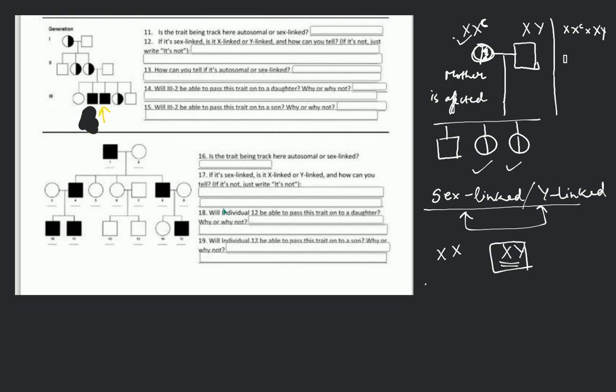The X chromosome is completely fine. So no, he cannot pass any trait to his daughter, because it's only the Y, not the X. The Y chromosome has an affected gene, whereas the X chromosome does not contain any affected genes.